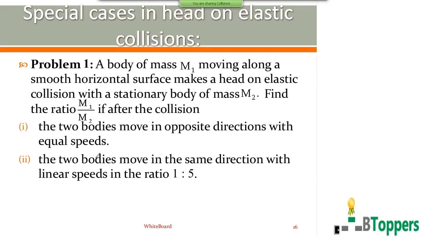Now look at the second question here in the problem. You have to find the ratio m1 by m2 if after the collision the two bodies move in the same direction with linear speeds in the ratio of 1:5. So that means here v1 is to v2 is 1:5, because the two bodies are moving in the same direction. Need not put any negative sign here. v2 can be taken as 5 times v1.